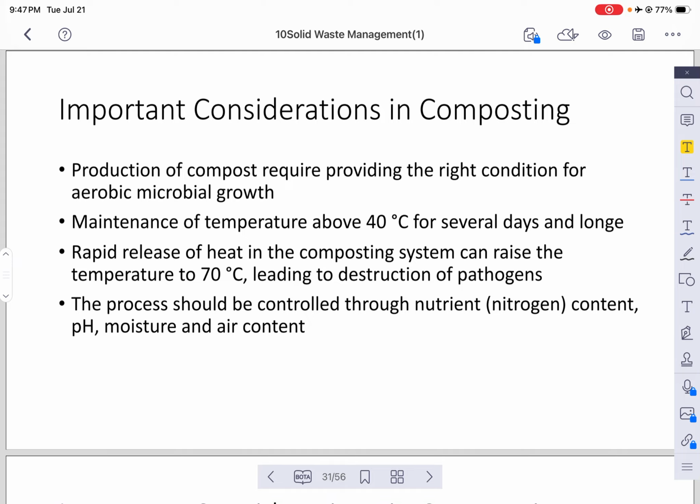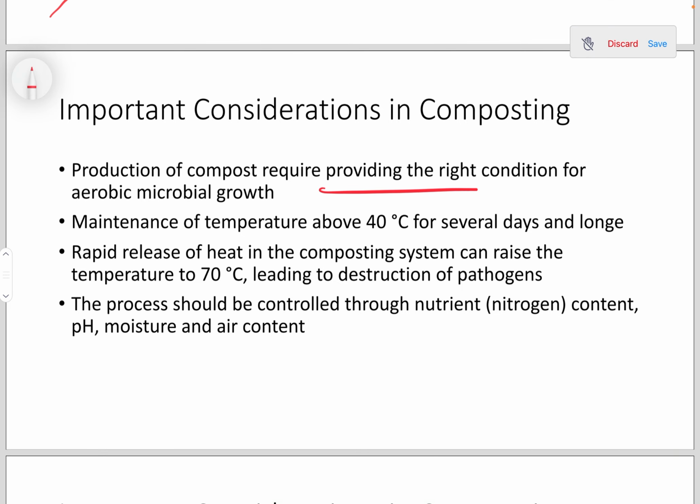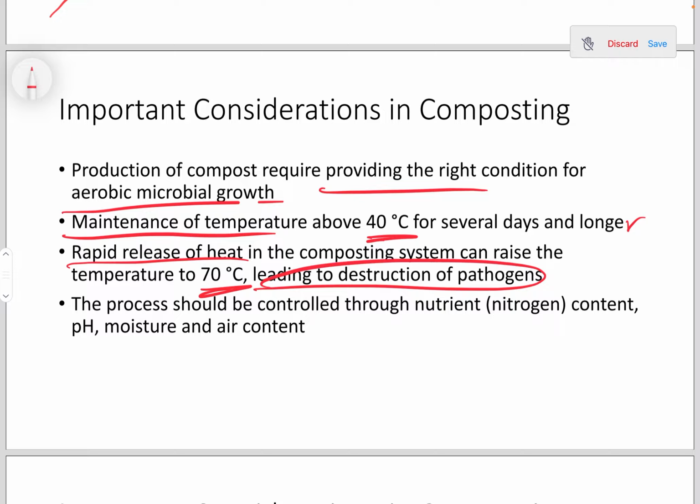Important consideration: production of compost requires providing the right conditions for aerobic microbial growth, with maintenance of temperature at 40 Celsius for several days or longer. Rapid release of heat in the composting system can raise the temperature to 70 Celsius, which leads to killing all pathogens. The process should also be controlled through the nutrients. Sometimes we add nitrogen content. We have to know what the nitrogen source is. If they need nitrogen, we'll give them nitrogen. And also we have to control pH and the moisture. That's why we have to add water sometimes to make it moist, and control the air content.